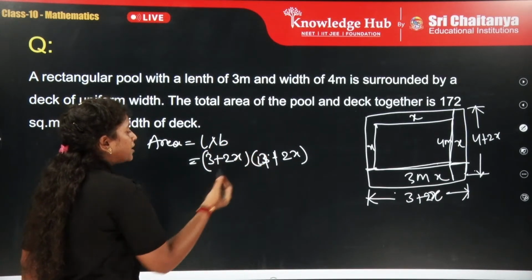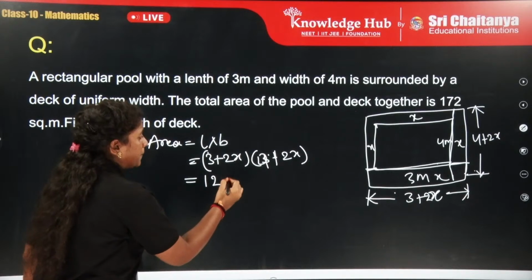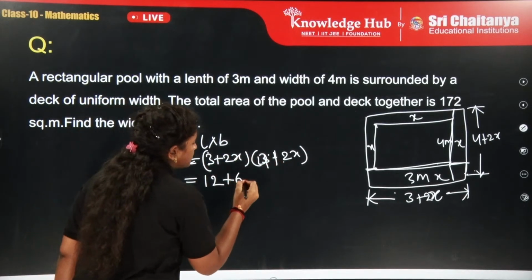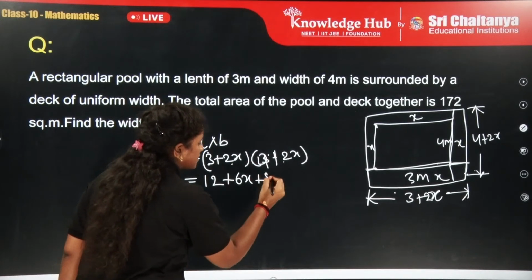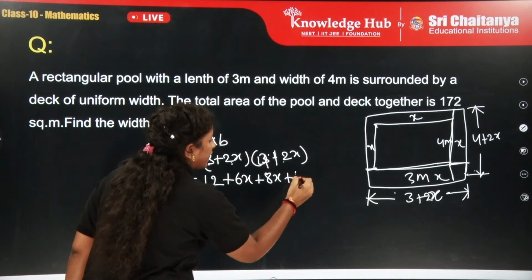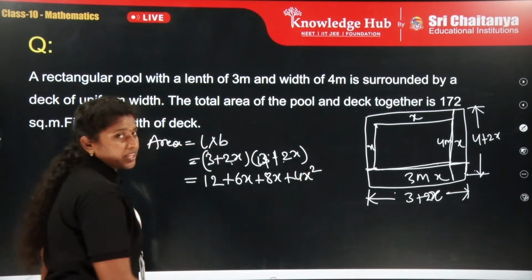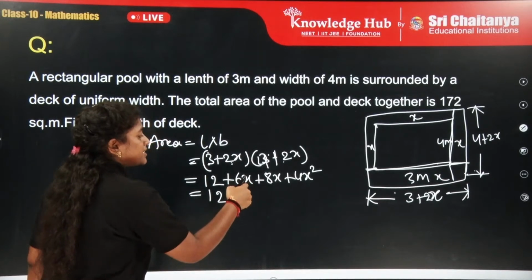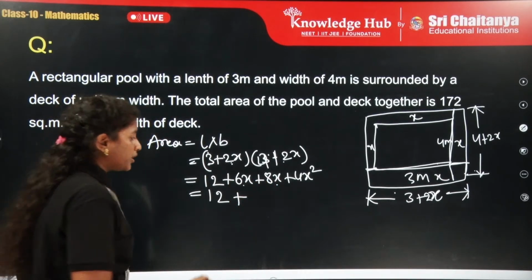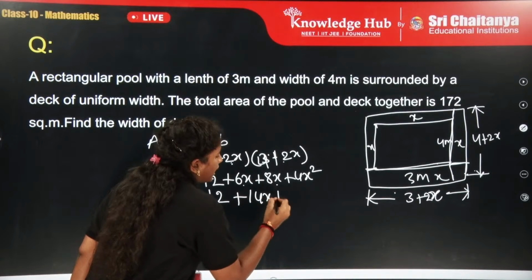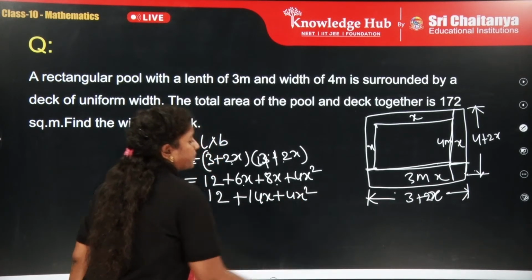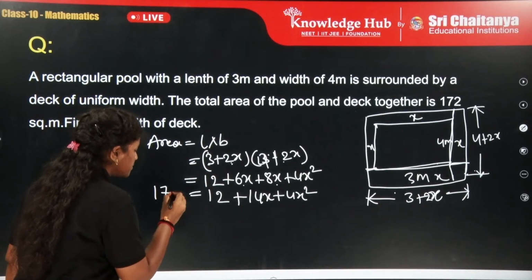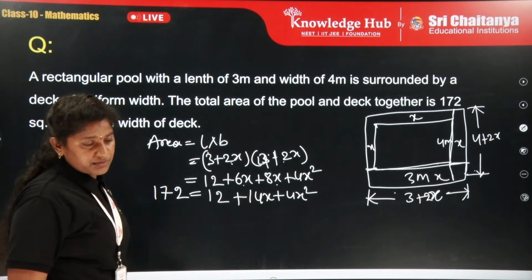So now 3 is going to be multiplied with 4, which is 12, plus 3 is going to be multiplied with 2x, 3 2s are 6, so it will become 6x, plus 4 2s are 8x, plus 2 2s are 4, and x into x will become x square. Okay. So now it is further simplified as 12 plus 6x plus 8x will give you 14x, so 14x plus 4x square. Now they gave that this total area together is equal to 172 square meters. So equate that to 172.